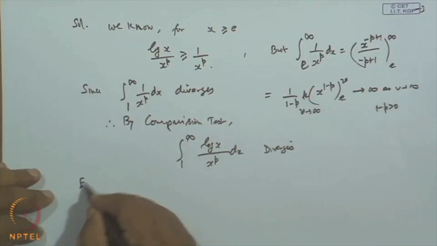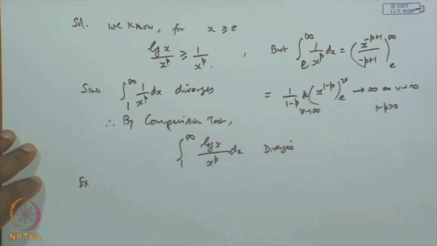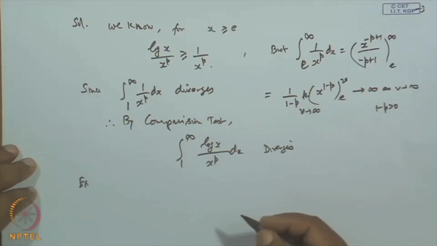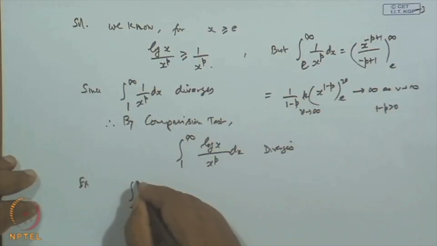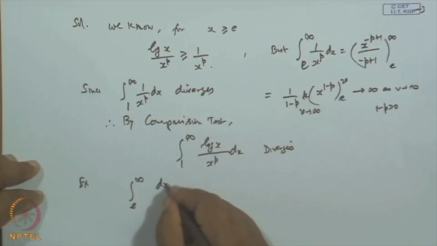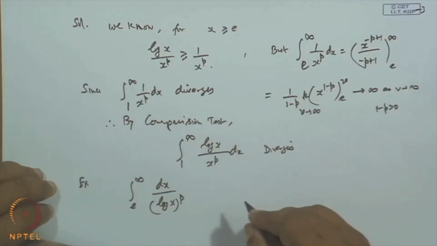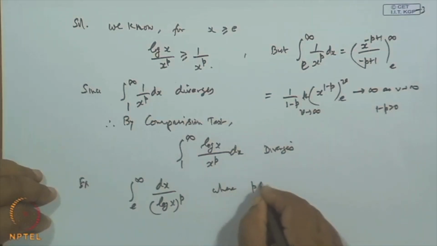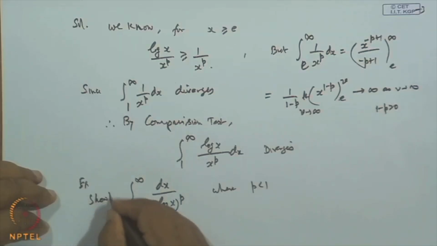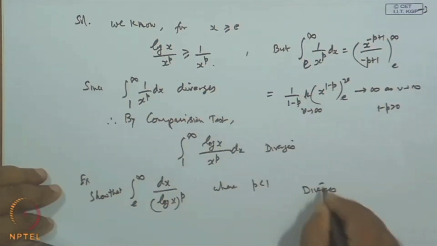Another example which we take: the integral from e to infinity of dx by (log x) to the power p, or (ln x) to the power p, where p is less than 1, so that this integral diverges. Again we see the solution.